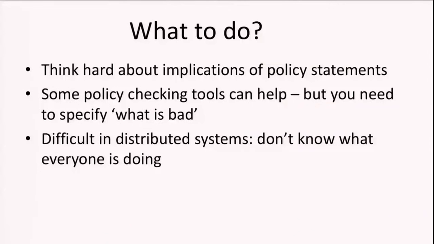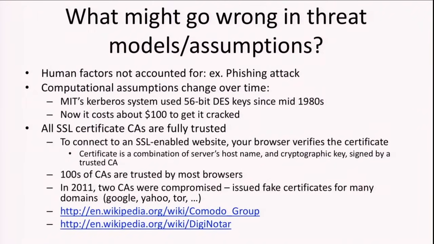So what we can do is think hard about the implications of policy statements. Now there are formal methods-based tools that can model the policies in a formal, mathematical way, and try to see if their interactions will lead to some problems. And it's often difficult for the large, complex distributed systems that we normally see today. So this is one issue.